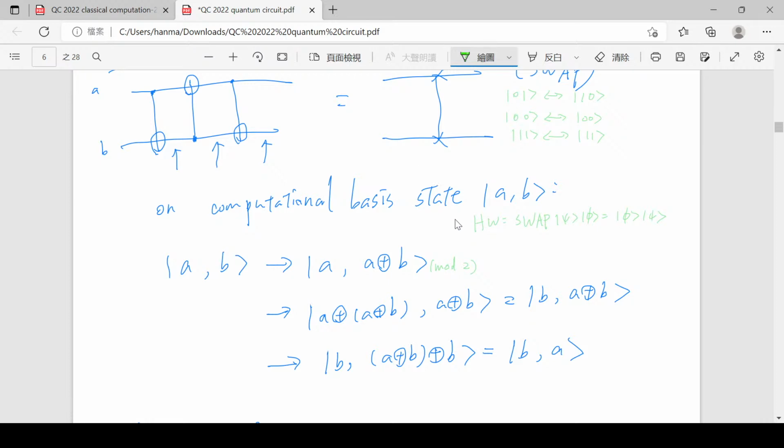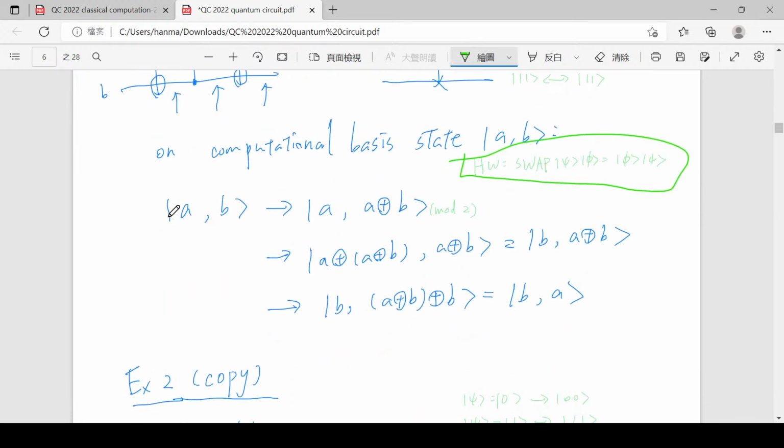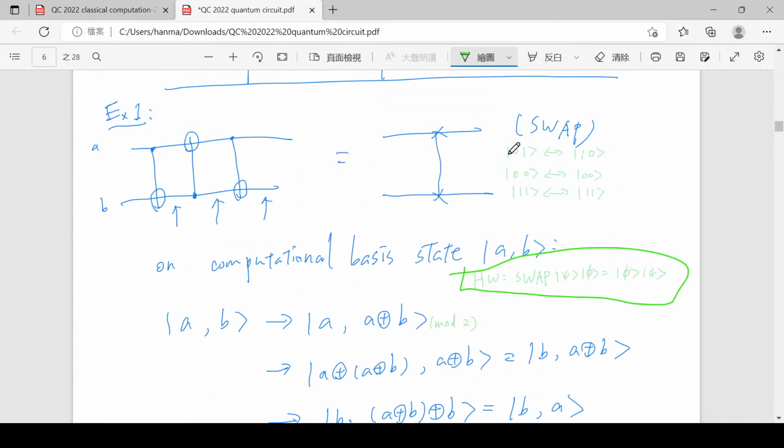To do that, you should prove that if a gate exchanges A and B on computational basis states, it is actually a swap on every product state. So if you have any product state input, you change psi phi to phi psi.